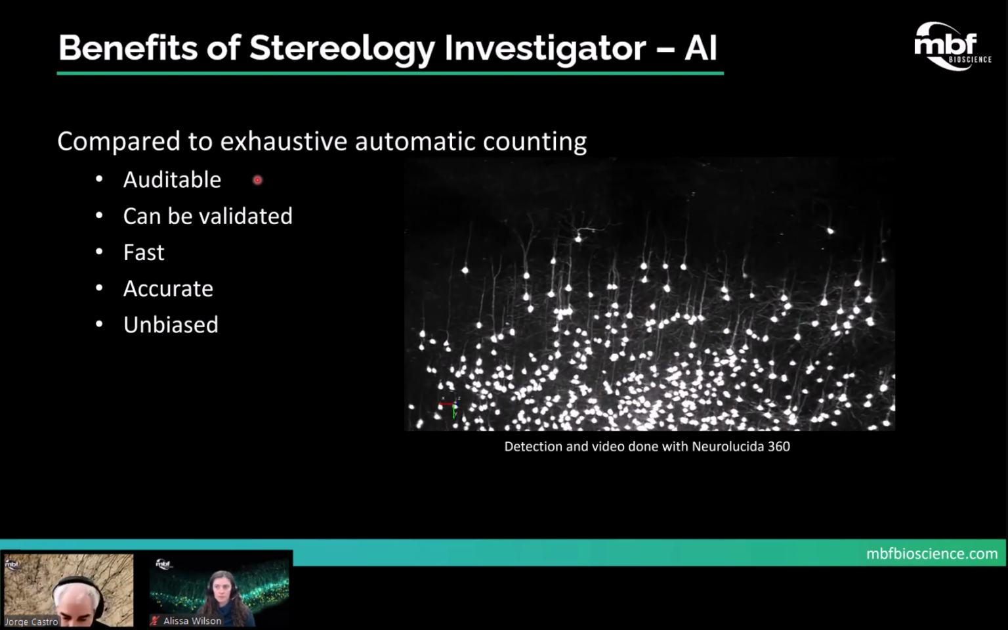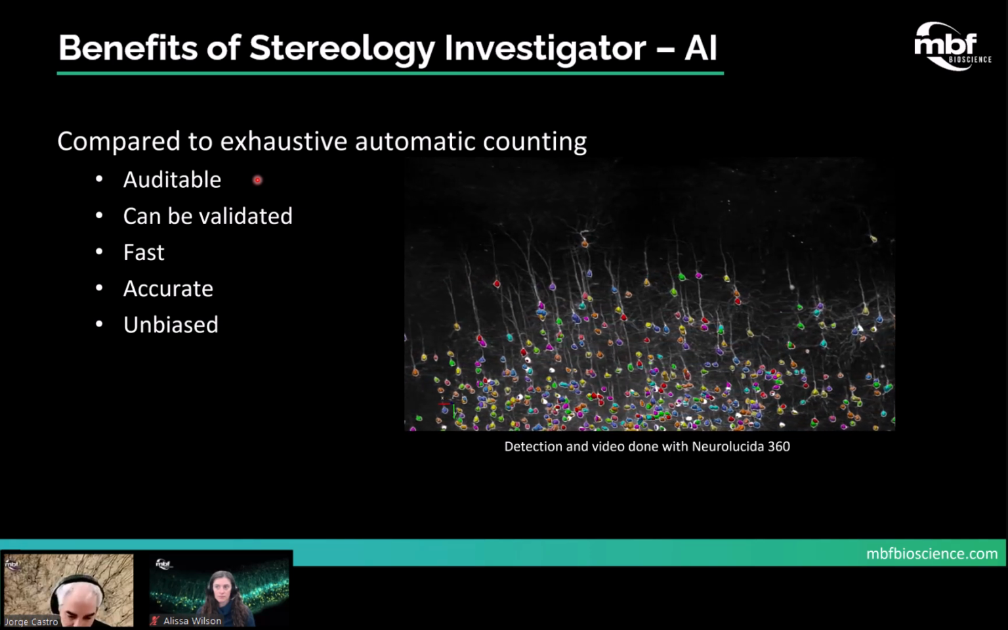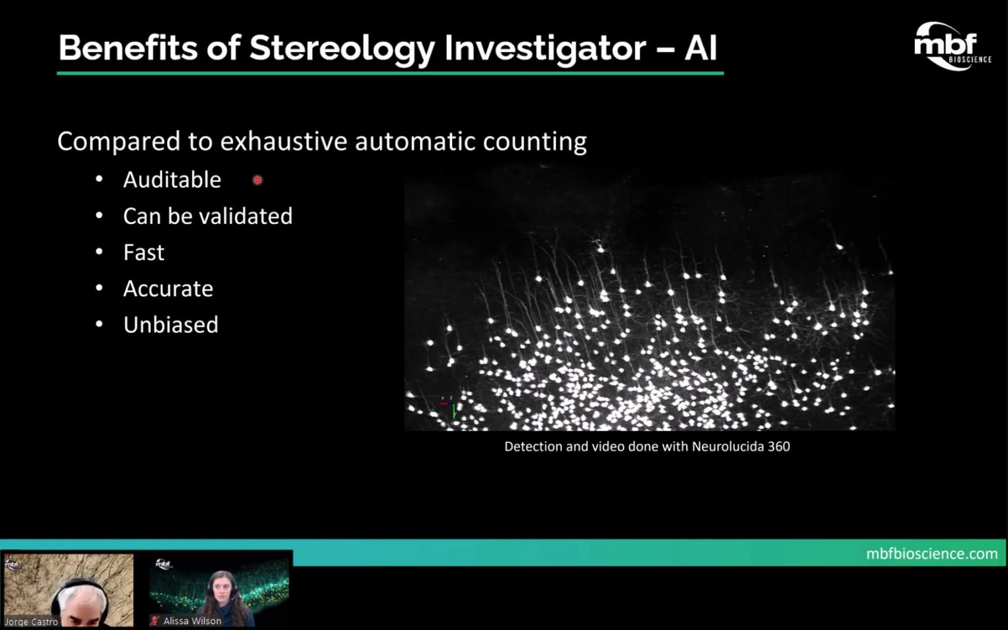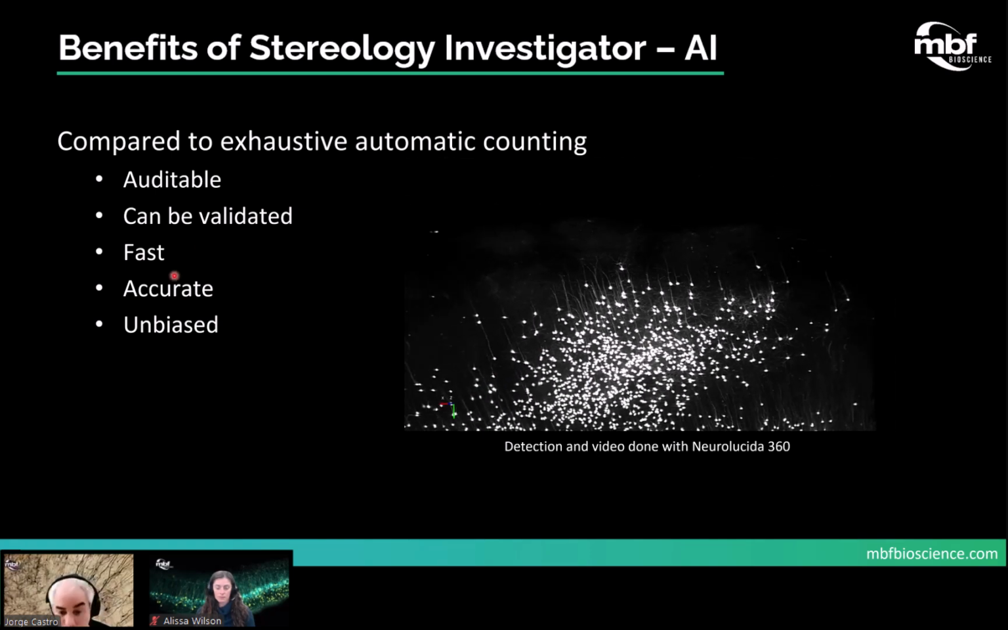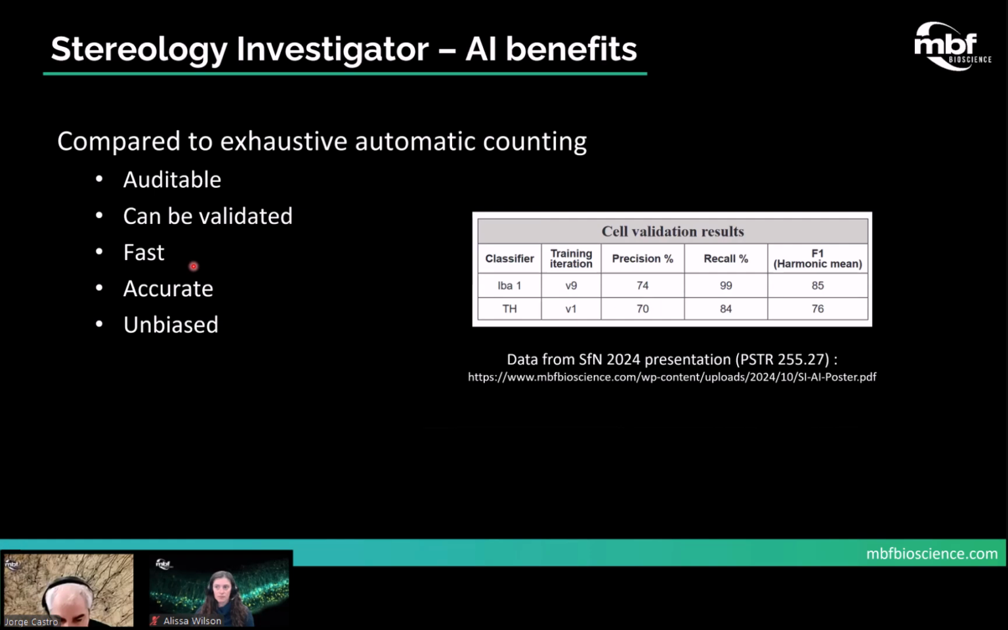Actually, we will see later that we have a built-in validation workflow to check how precise the detection has been. Additionally, because we are applying the detection in a subsample and not the entire region of interest, there might also be some speed performance advantages compared to exhaustive automatic counting methods.